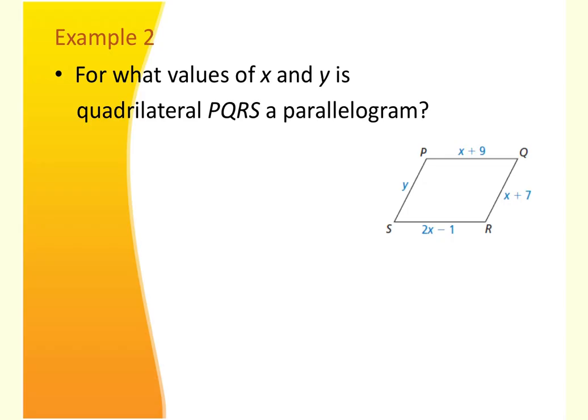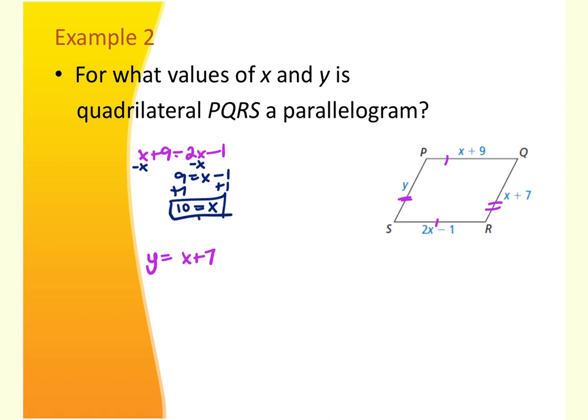All right, example 2. For what values of x and y is quadrilateral PQRS a parallelogram? In order for this to be a parallelogram, the opposite sides have to be congruent. So x plus 9 would have to equal 2x minus 1, and y would have to equal x plus 7. The bottom one has 2 unknowns, so I have to use the top first. Subtract the x, add the 1, and x is 10. Then plug that in. y would equal 10 plus 7, and y is 17.